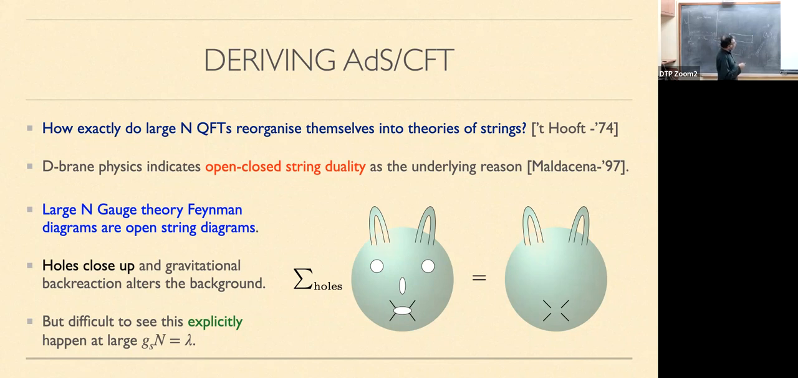So these large N gauge theory Feynman diagrams, open string diagrams, the miracle of Maldacena's duality is that in some sense, these holes that are there in an open string diagram. So an open string diagram has boundaries. So a general open string diagram would have some multiple boundaries, and there would be insertions of the operators you are scattering.